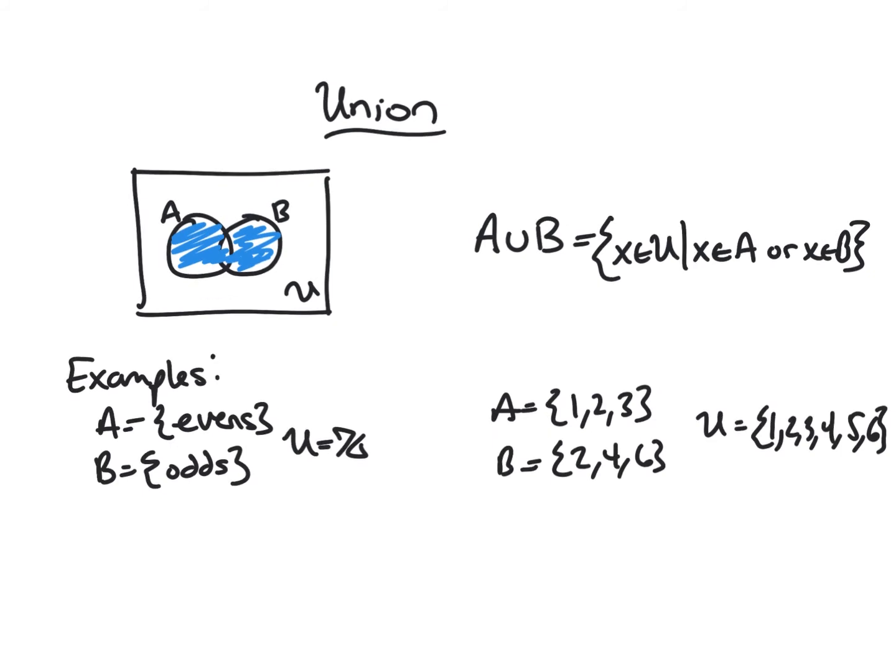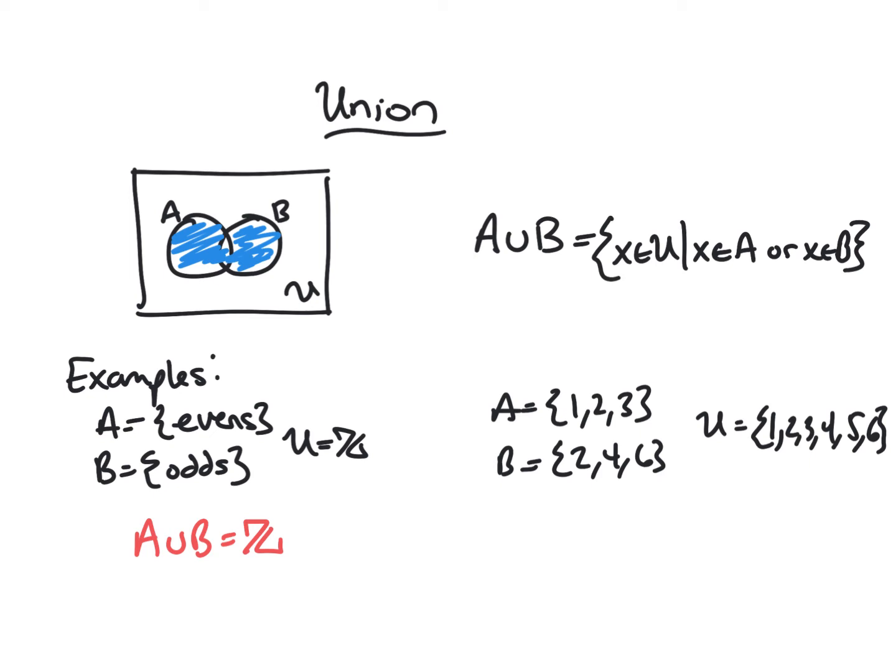So let's look at two different examples here. On the left, I've got A as the even numbers, B as the odd numbers inside the universe of all integers. If I take the union, this means all things that are even or odd. Well, that's just going to be all the integers, because every integer has got to be one of them. It's got to be even or it's got to be odd. So there the union would be all of the integers, or U itself in that case.